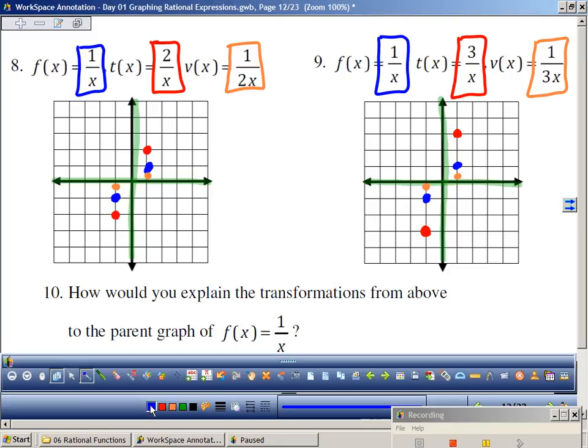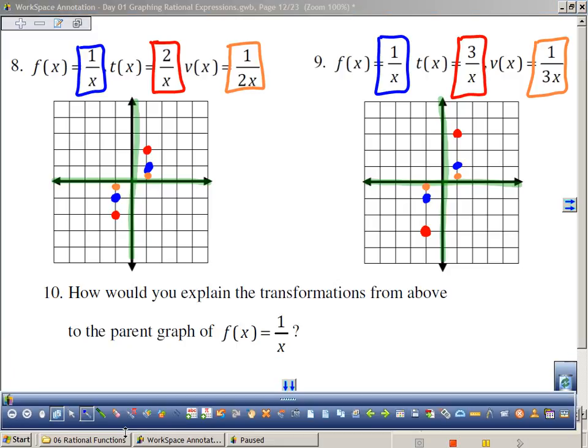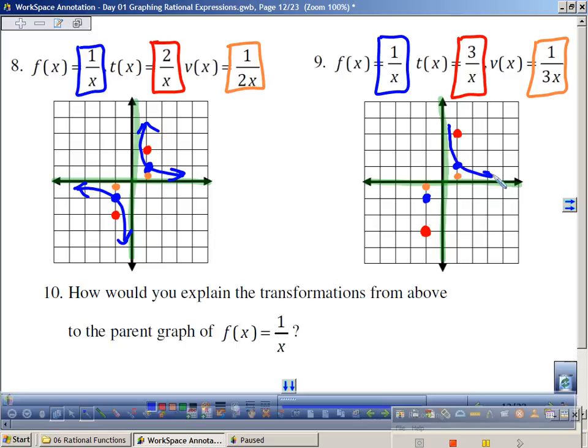If it was on a test, you'd be so mad. Why? I'm going to show you why you're not going to be mad at all. Okay, so now I can draw my graph. There's my parent graph of 1 divided by x.